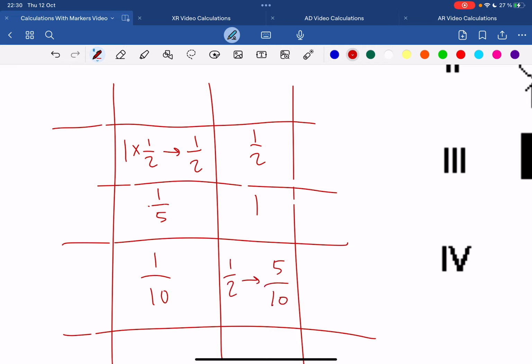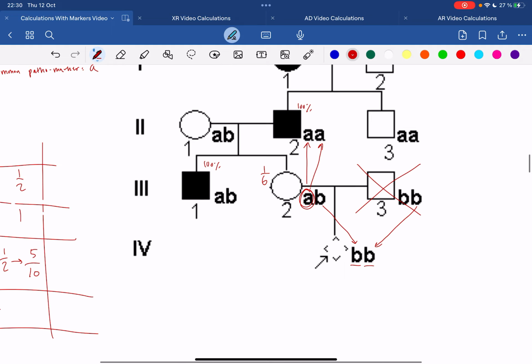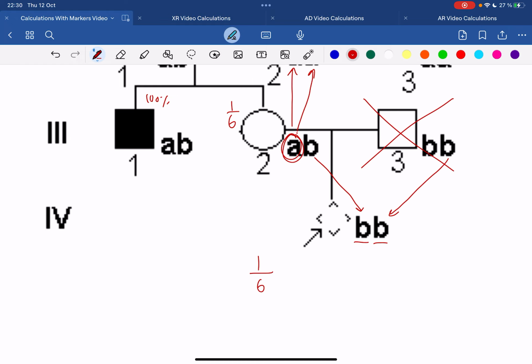And now for the child right here. We know the child's marker immediately. So we know for sure that this child has gotten a B from her mom and a B from the dad. So will this child's chance to be a carrier be 0%, or affected even 0%? Well, not really. Here we will assume that we go according to the fact that the mom is actually a carrier, which is 1/6. Now we do multiplications.